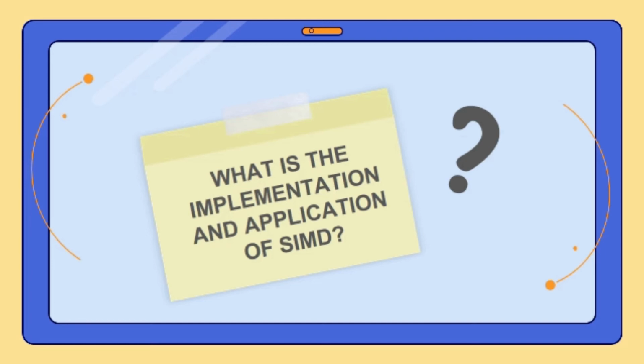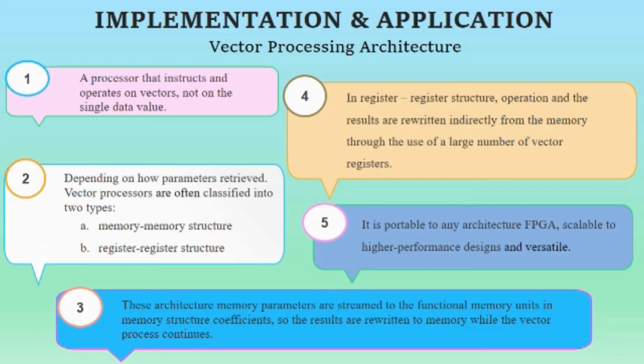Now I will present the implementation and application for SIMD. First example is vector processing architecture. The vector processor is the processor that instructs and operates on vectors, not on a single data value. Depending on how parameters are retrieved, vector processors are often classified into two types: memory-memory structure and register-register structure.